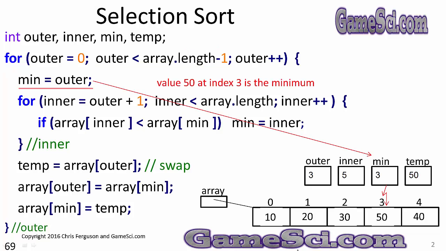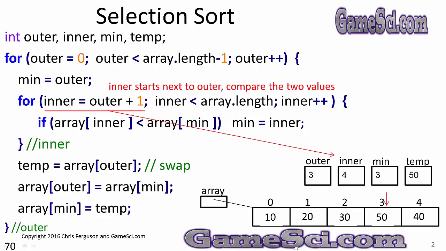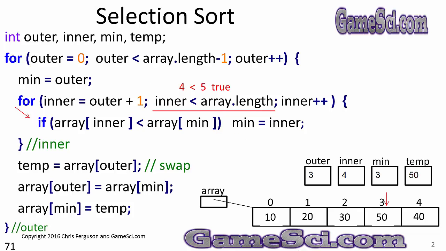Min equals outer. The value 50 at index 3 is considered the minimum. Remember, we always start the minimum at the start of our scan. Inner equals outer plus 1. Inner starts next to outer. Let's compare the two values, inner and outer's position in the array. 4 less than 5 is a true statement, so we're going to execute the body of the inner for loop.